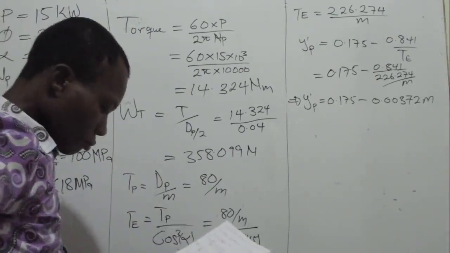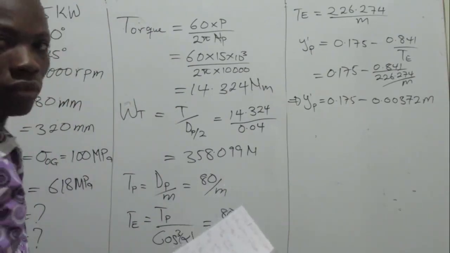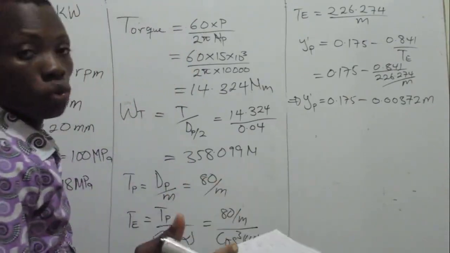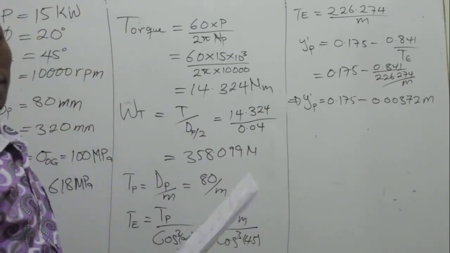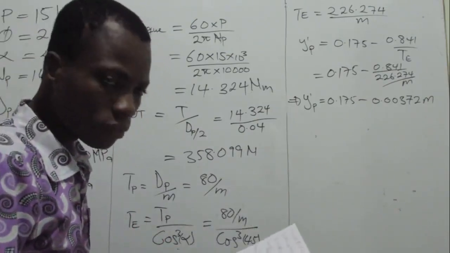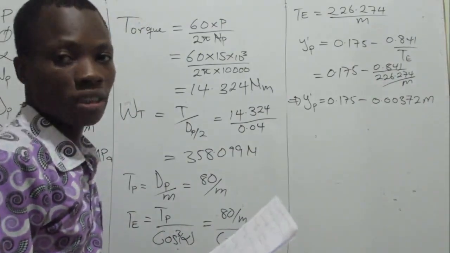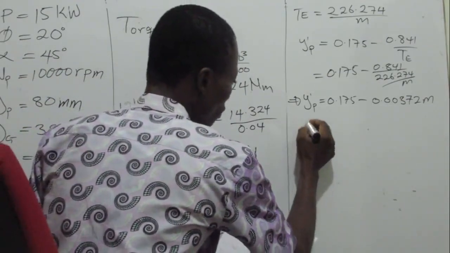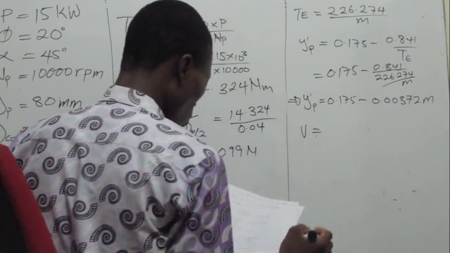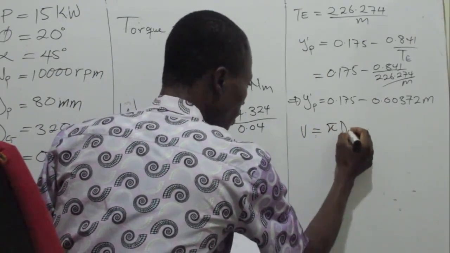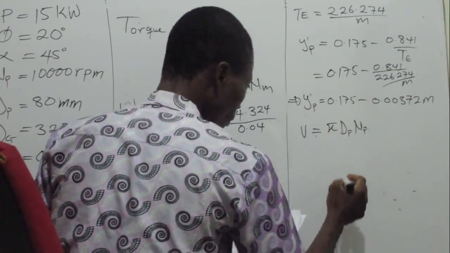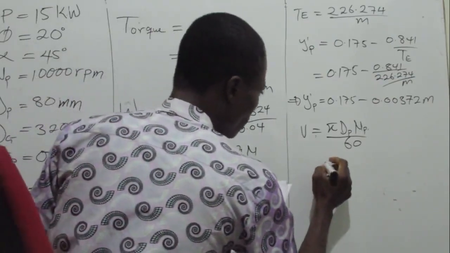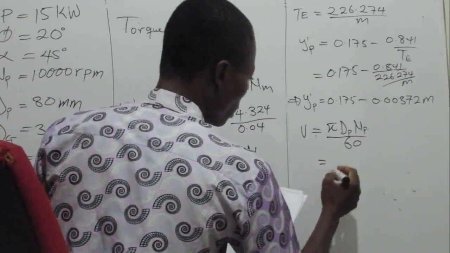Then the next thing is to calculate the velocity factor, CV. To calculate the velocity factor, first of all, we need to know the equation that we are going to use. We can do that when we know the pitch line velocity, or the circumferential velocity. And we know that the pitch line velocity, V, is equal to pi dp np divided by 60.